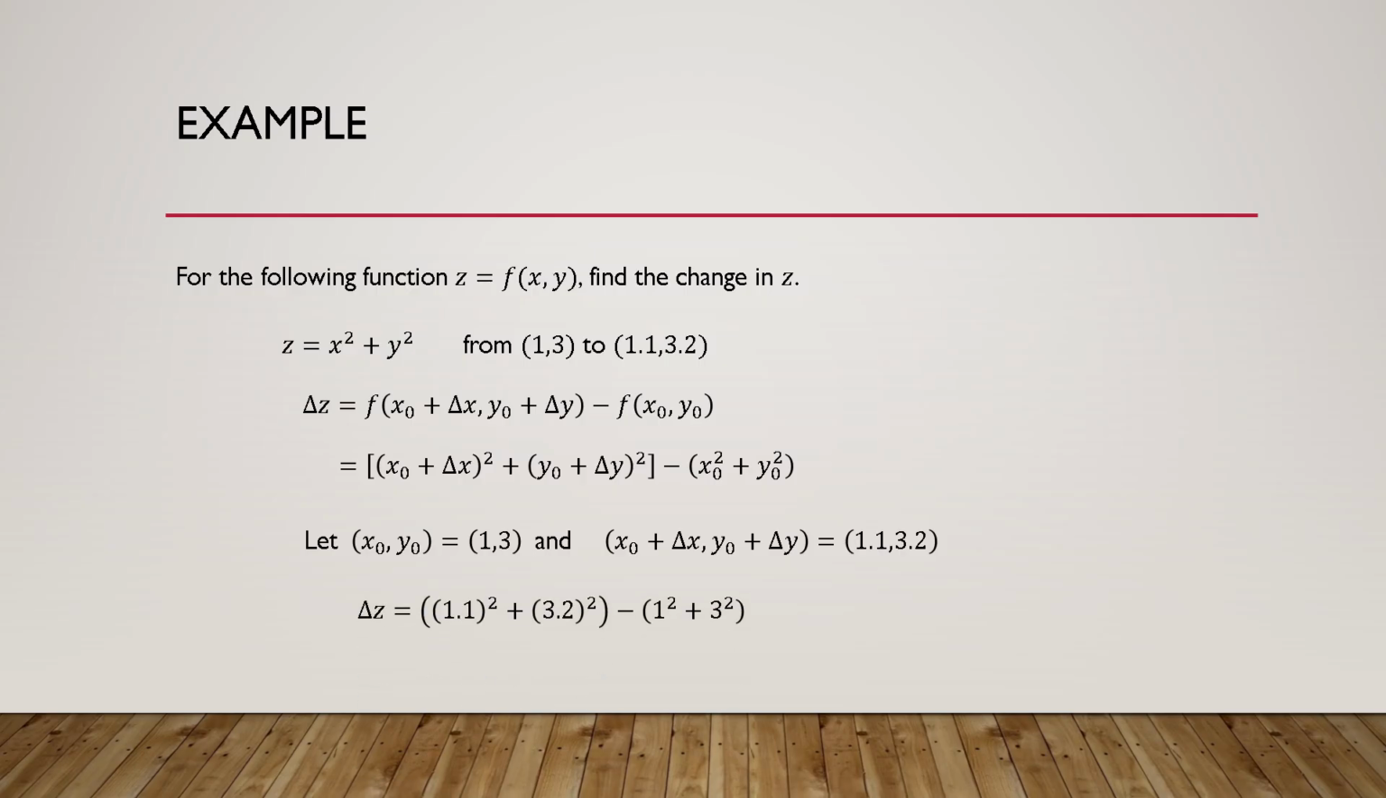Delta z equals 1.1 squared plus 3.2 squared minus 1 squared plus 3 squared. Simplify to get 1.21 plus 10.24 minus 1 plus 9. This equals 11.45 minus 10, which equals a change in z of 1.45.